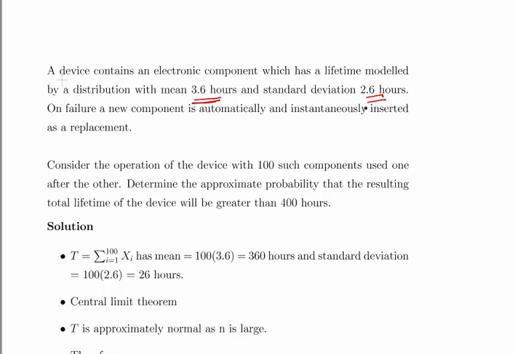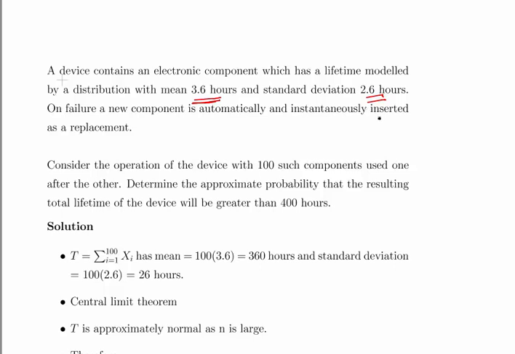On failure, a new component is automatically and instantaneously inserted as a replacement. So there's a big machine that uses up, in this question, 100 of these components, one after the other, and when the components run out, a bit like a coffee machine or something like that. Now, consider the operation of the device with 100 such components used one after the other. Determine the approximate probability that the resulting total lifetime of the device will be greater than 400 hours.